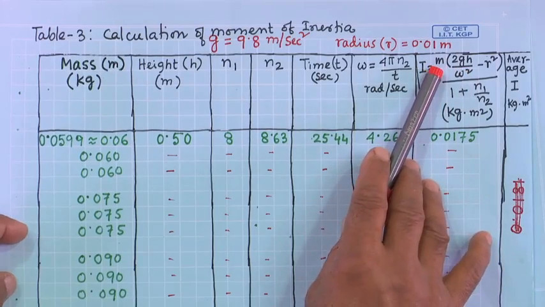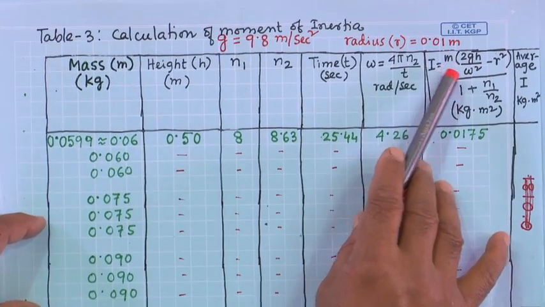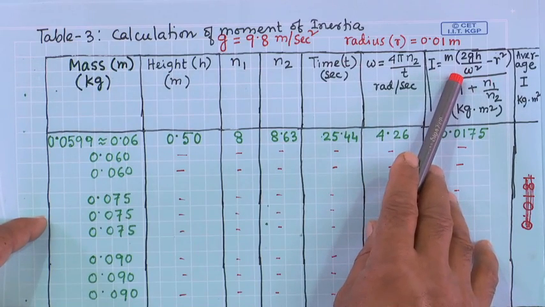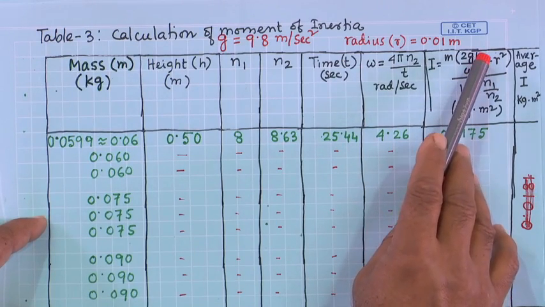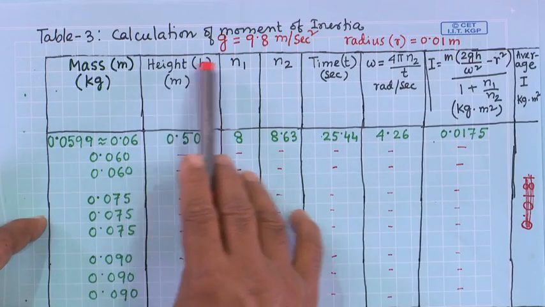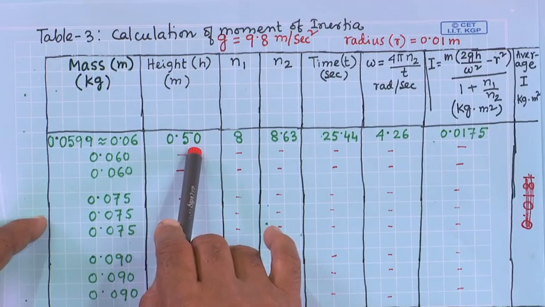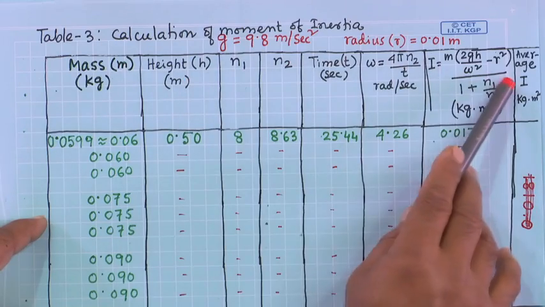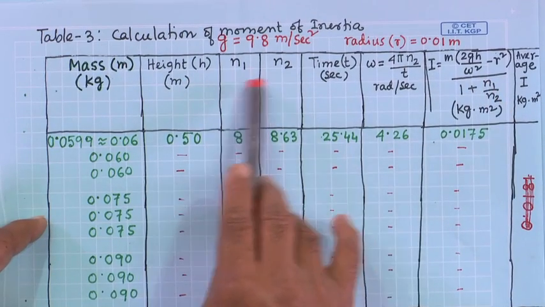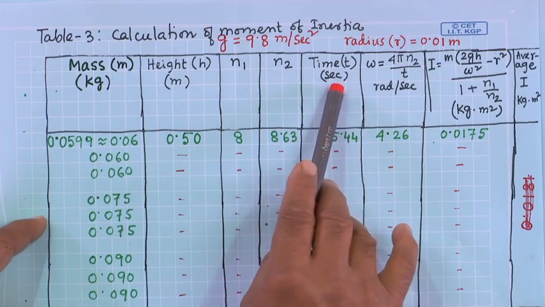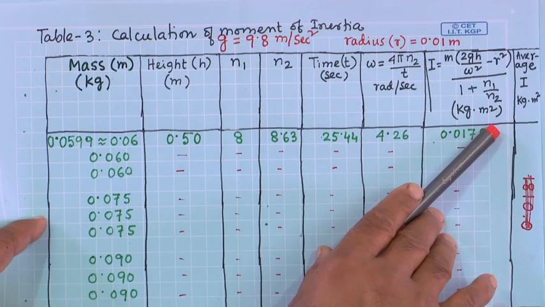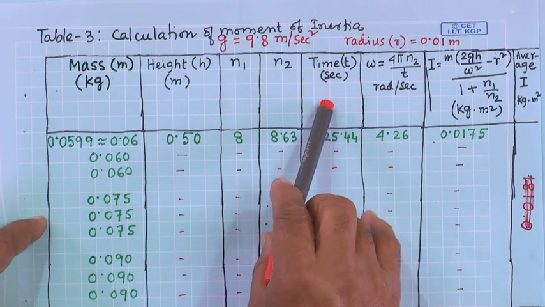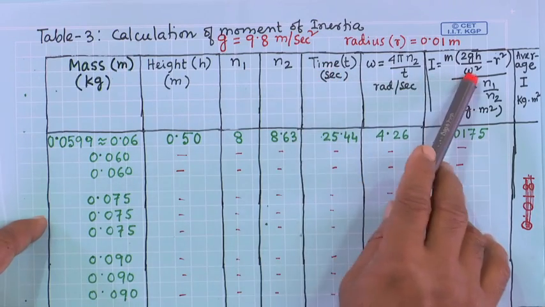So, in this table I need one column for mass m in kg, and one column for height h. Then I need n 1 and n 2 columns, and then time, yes. We have noted down time because we have to find omega.